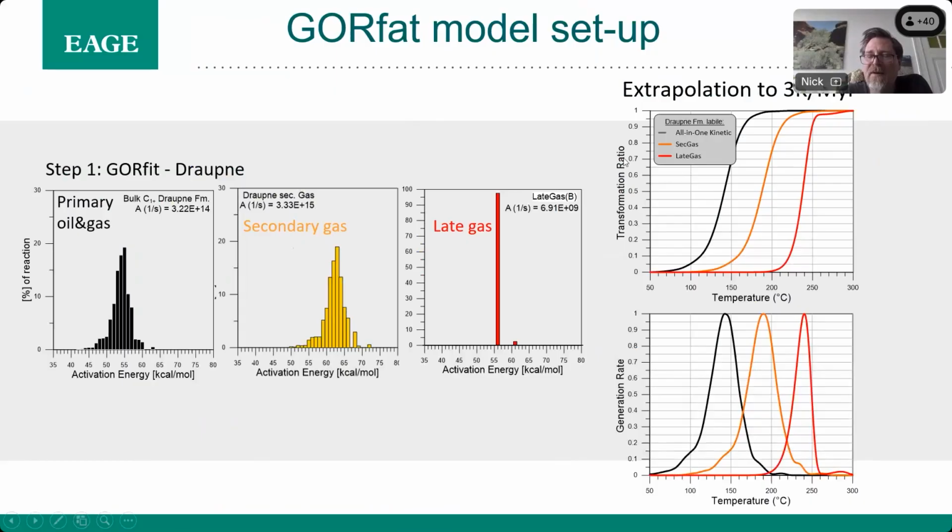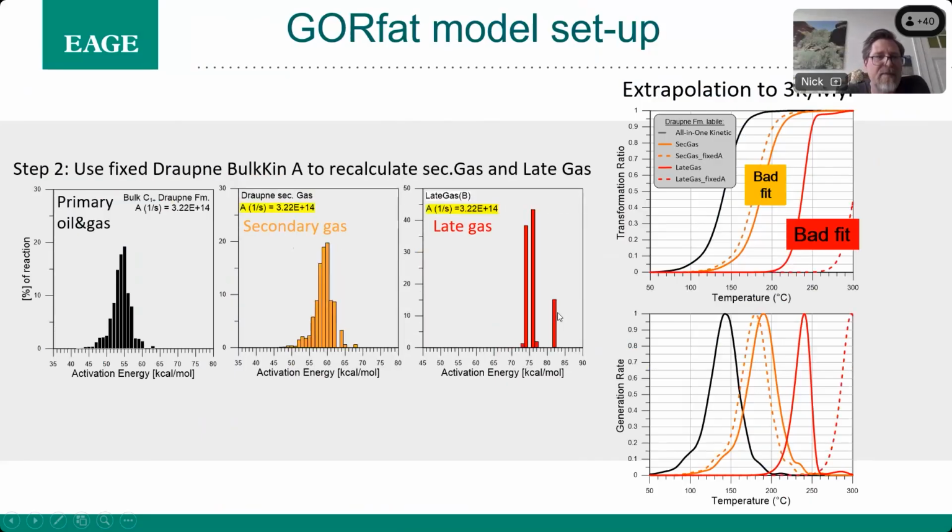and use extrapolation to geological heating rates. Now, in the second step, we use the fixed frequency factor of the major bulk reaction from the Draupner formation, and recalculate the secondary gas and late gas activation energy distributions, because we want to combine the model into one model, all the different kinetic parameters.